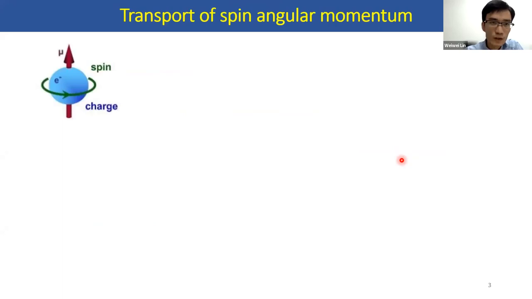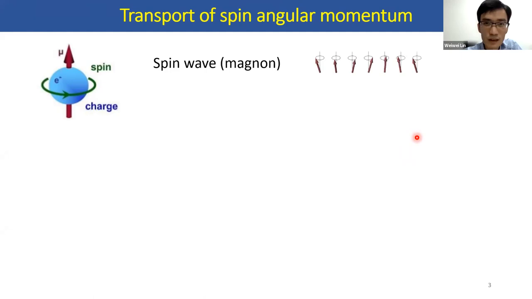So we know the electron has negative charge, and also spin angular momentum. So in spintronics, there is intensive interest to study the transport of spin angular momentum. For example, a spin wave, or we call it magnon, delivers the spin angular momentum. This has no net charge flow, so we call it pure spin current. This is interesting physically, and has potential application advantages because of the low power dissipation.